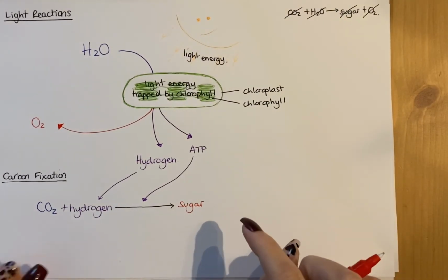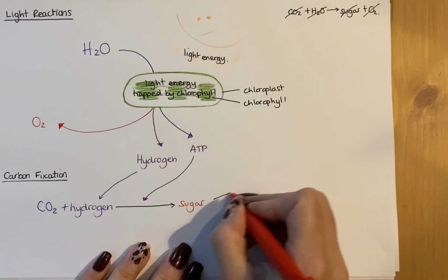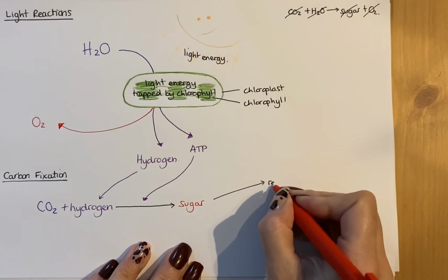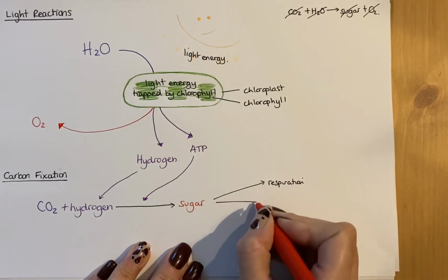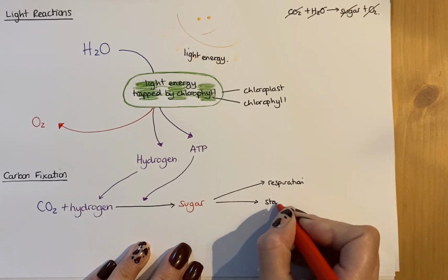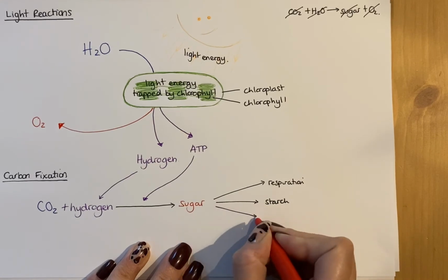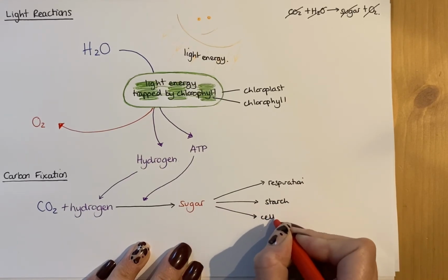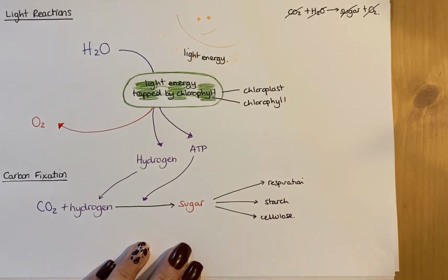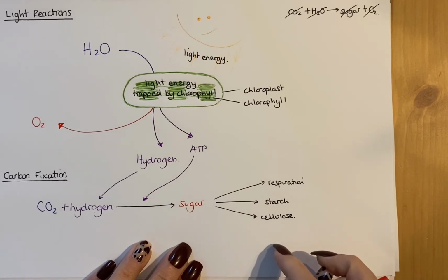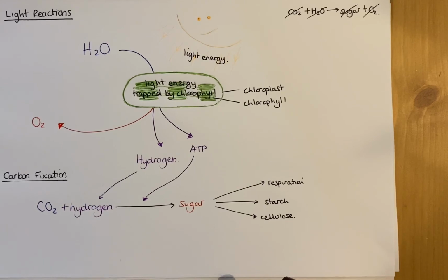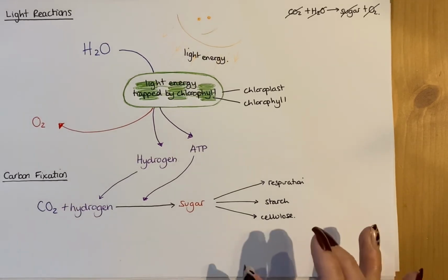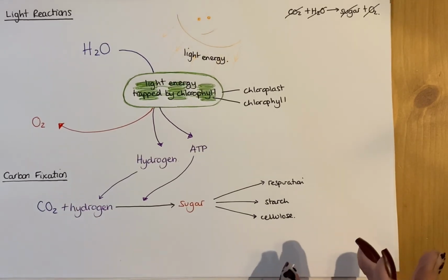Now to refer back to the fates of sugar, that sugar can be used for respiration, it can be stored as starch, or it can be used to make cellulose. These are all your three fates. That whole thing summarizes all of your photosynthesis stages.